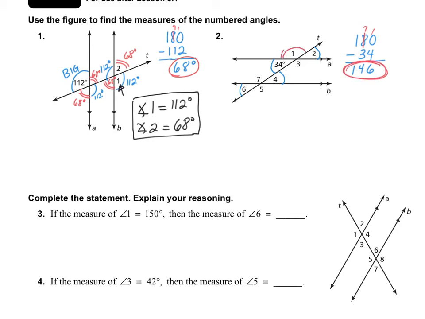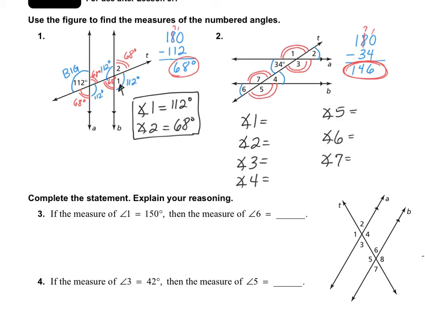So this is a big angle, and angle 3 is a big angle, and angle 7 and angle 5 are the big angles. Okay, so now we're ready to write our answers. We need to write them all down. So angle 1, angle 2, etc. Okay, so angle 1 is here. That's a big angle, so that's going to be 146.